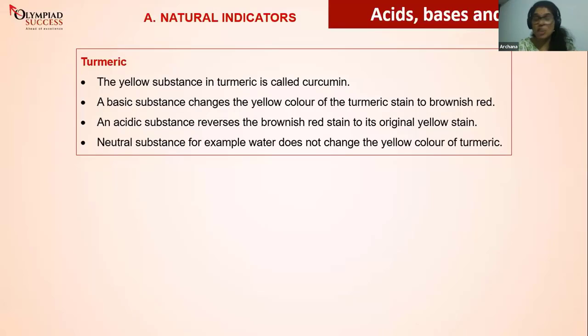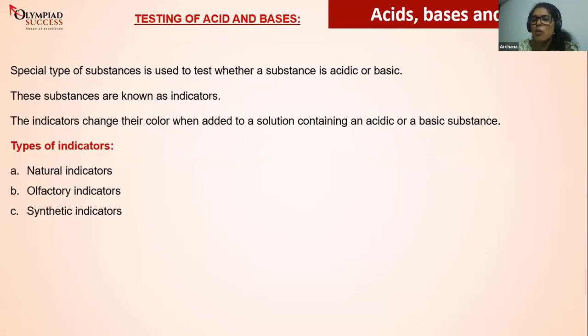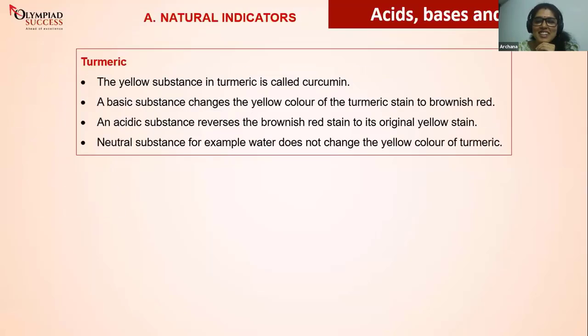So as we were talking in the question, what is the yellow substance which is present in turmeric? What is the name of it? Why do you get that yellow color? Who knows? The substance which gives the yellow color is called curcumin.